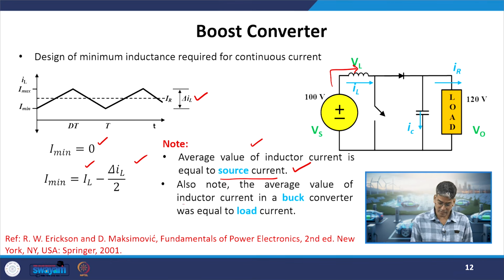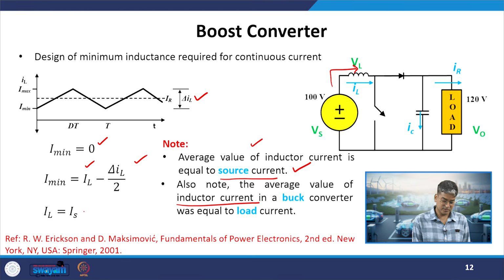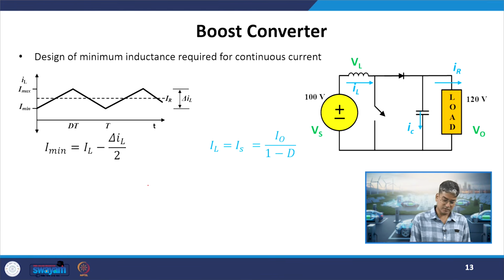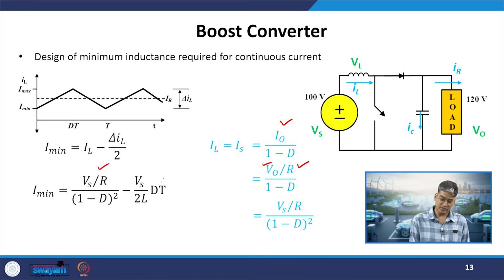In our buck converter case, the average inductor current was equal to the average load current. Why? The inductor was always in series with our output stage in the buck converter, whereas in this case it is always in series with our source voltage. So now IL, the average inductor current, is equal to the source current. Replacing that, we know the relation between output and input current is also derived. The output current can be replaced as V0 by R, assuming a resistive load at the output stage. Then we know the value of V0 in terms of the input voltage. So again we have replaced that, and we have found the delta IL value.